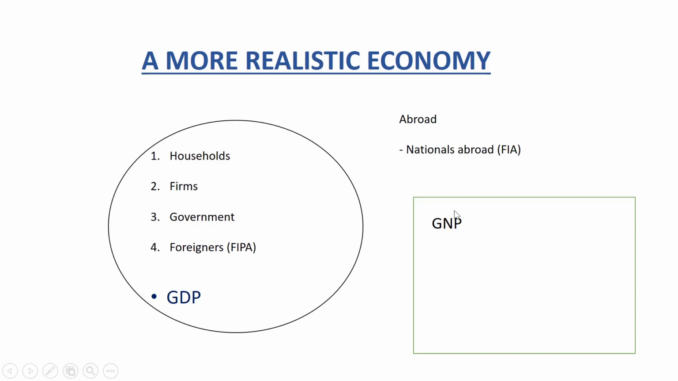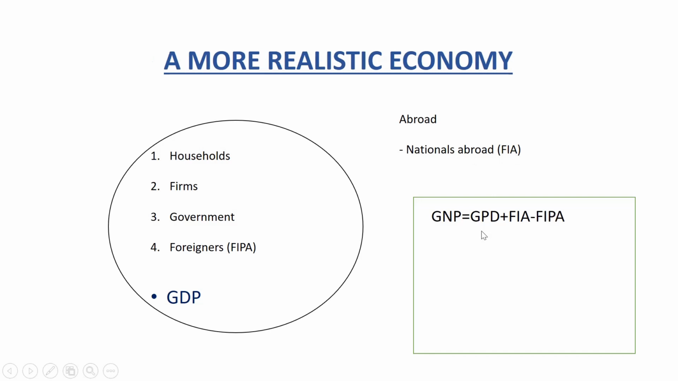So how can we get this figure? It is simple. We can obtain this figure from GDP. Now, when we take GDP, we can first of all add FIA, which is factor income from abroad. After that, we have to subtract from GDP the income owned by foreigners, and that is factor income paid abroad. So when we subtract that, then we arrive at GNP.